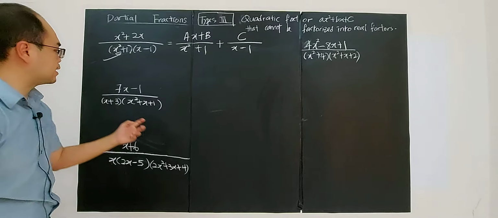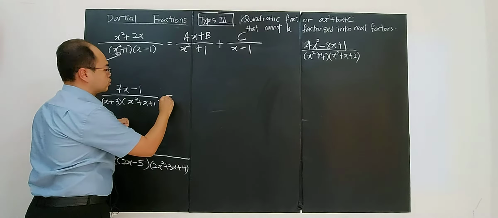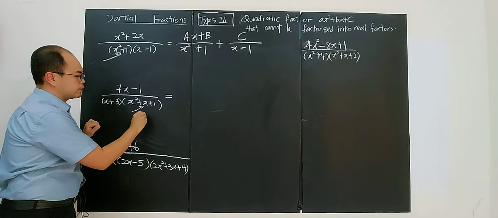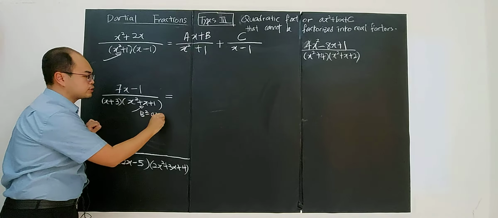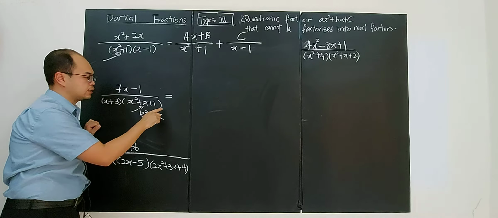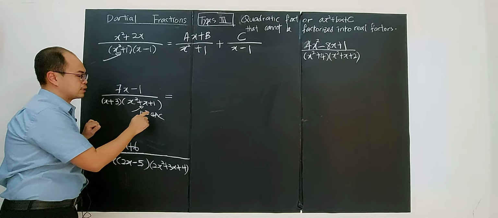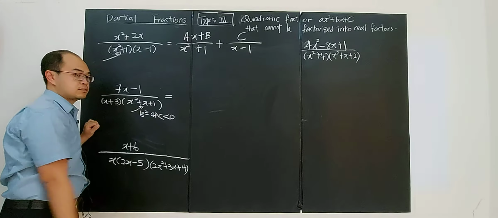Not very clear? Let's look at this. What is the suitable partial fraction for this? I told you just now, you can use the calculator and key in. If you get an i, imaginary roots, it means that b squared minus 4ac is less than 0.